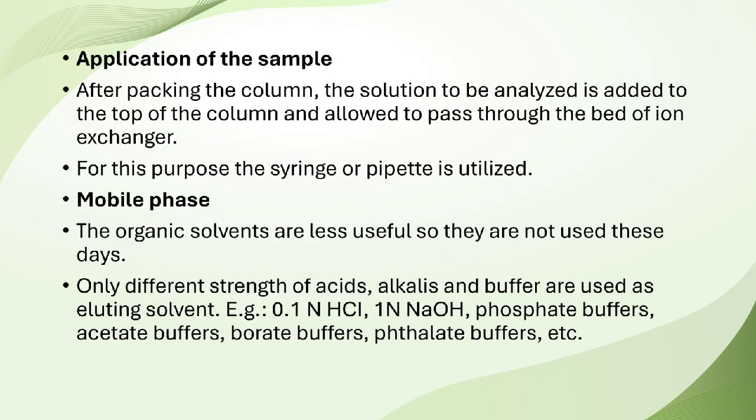Application of the sample. After packing the column, the solution to be analyzed is added to the top of the column and allowed to pass through the bed of the ion exchanger. For the purpose, a syringe or pipette is used. Mobile phase. The organic solvents are less useful, so they aren't used these days. Only different strengths of acids, alkalis and buffers are used as eluting solvent. Example 0.1 N NaCl, 1 N NaOH and phosphate buffer, acetate buffer and so on.